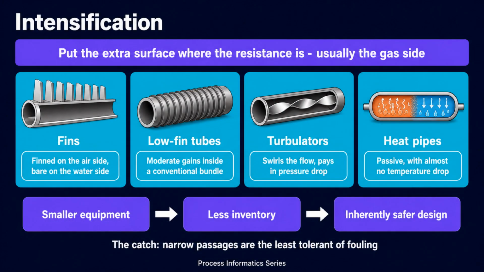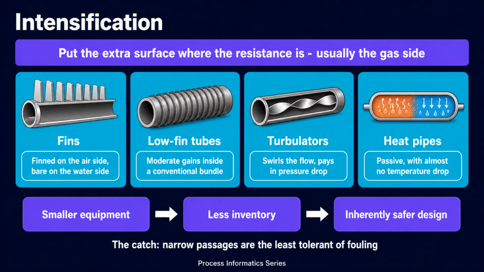Process intensification asks a sharper question than how big must this be. It asks how small it could be. In heat transfer, the answers start from the lesson of Chapter 1. The smallest film coefficient dominates the overall coefficient, and on any gas-liquid exchanger, that is the gas side, often by two orders of magnitude. So put the extra surface where the resistance is.